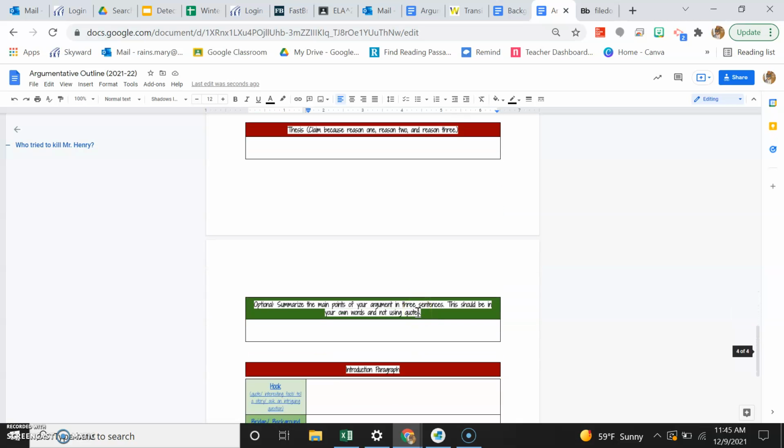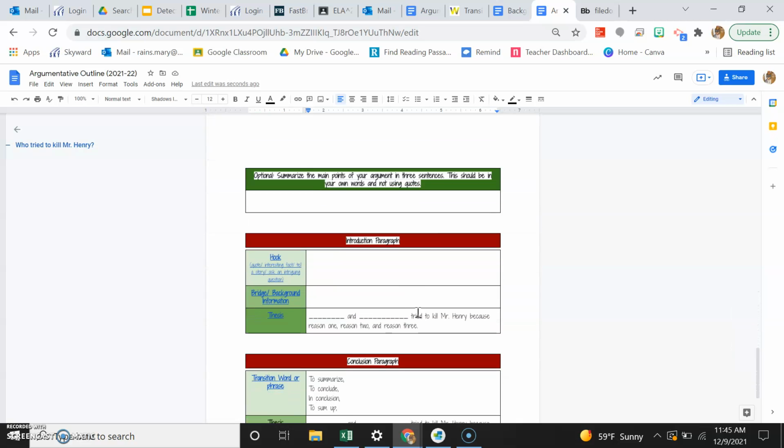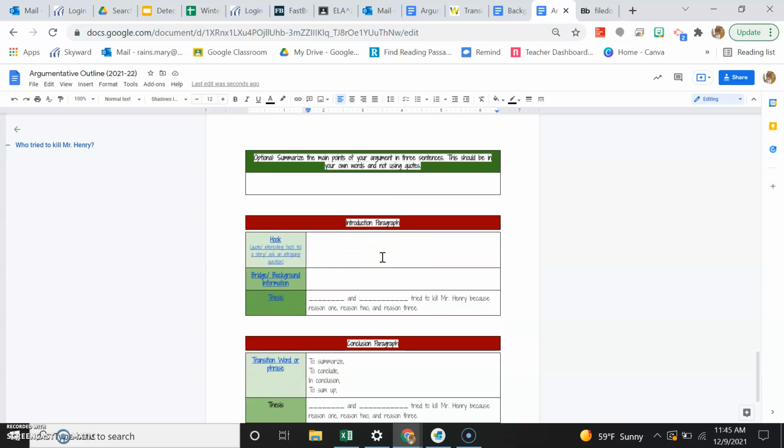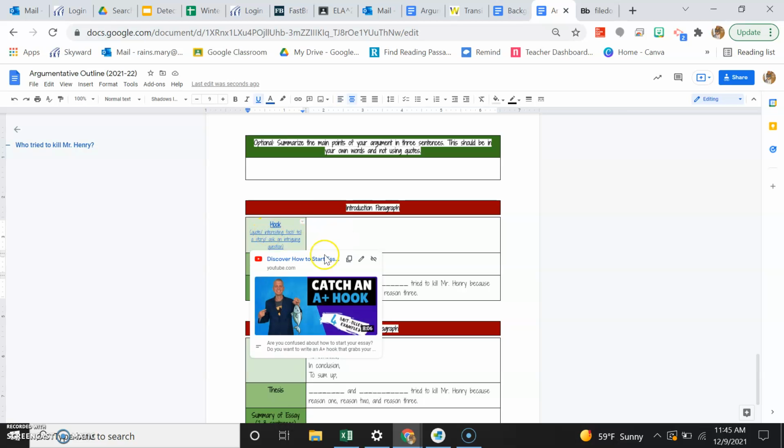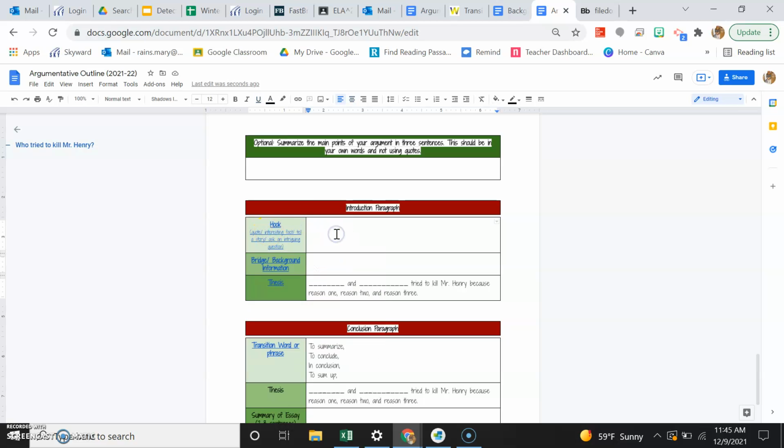The intro paragraph is down here towards the end. The first part you're going to do is a hook. You can use this resource if you need any help with what a hook is. But basically, you're trying to grab the attention of the reader. So it's going to be the first sentence of the essay, which means it's going to be like your first impression. So you can use a quote that's interesting. You can use an actual interesting fact. You can tell a story. You can ask an intriguing question. You can really do anything. It just has to be on topic.